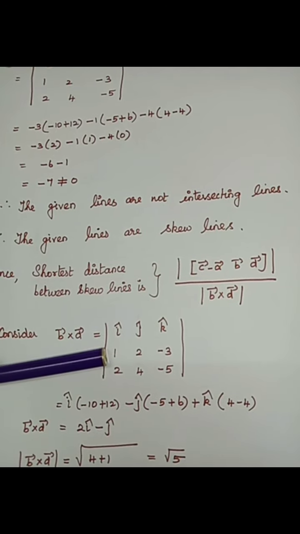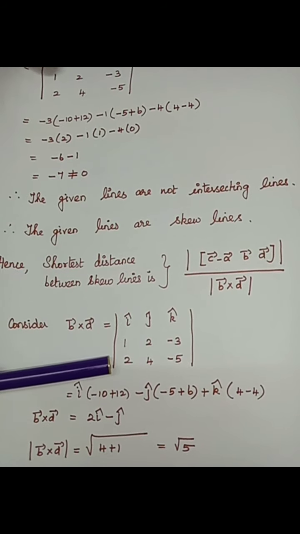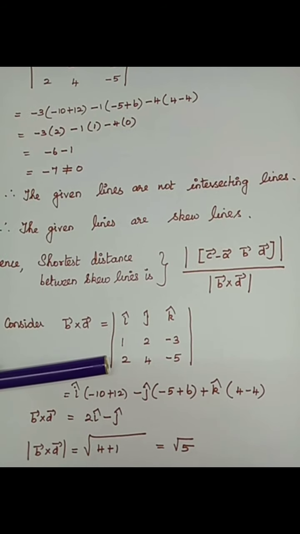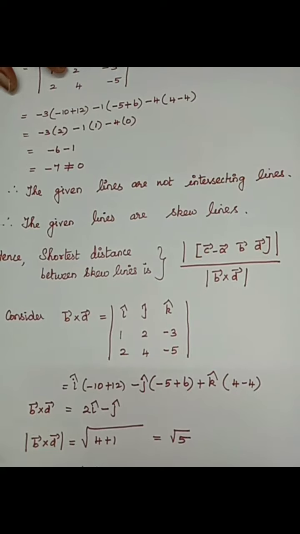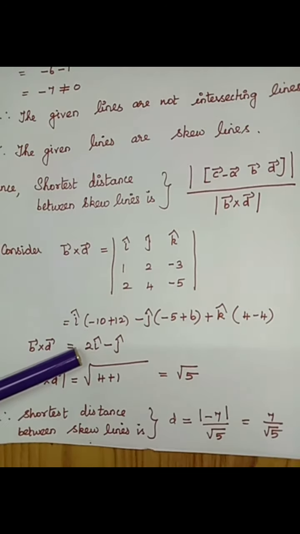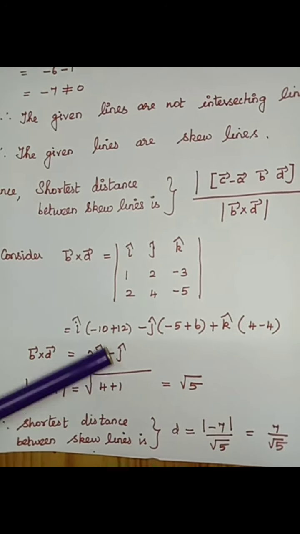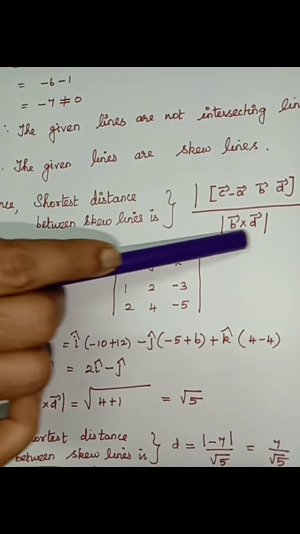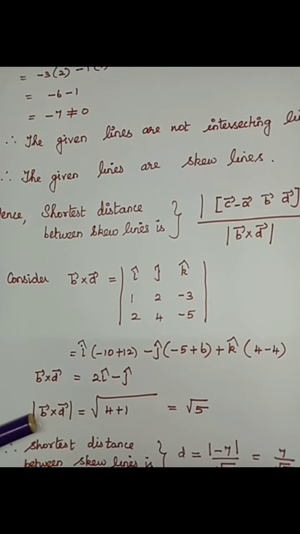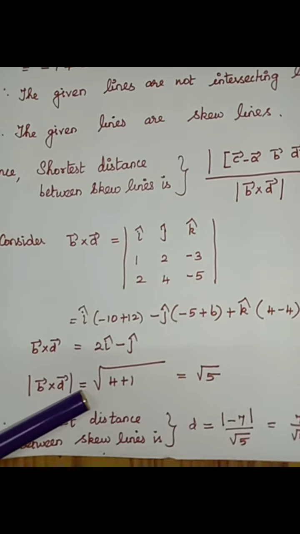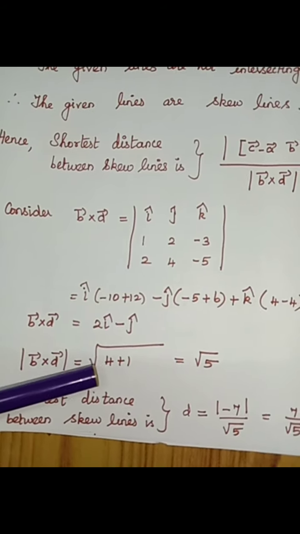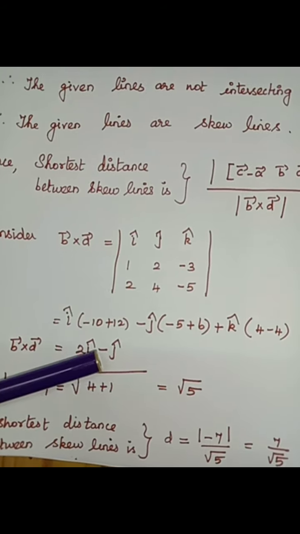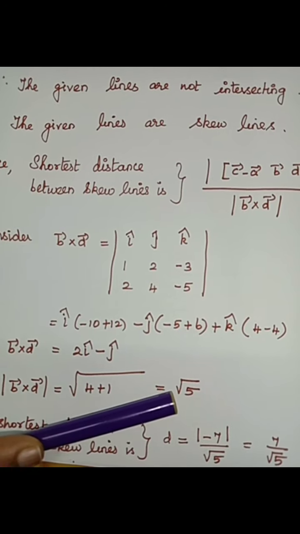In the second row, B components, and in the third row you have to write the components of D vector. While expanding, you will get the answer as 2i cap minus j cap. Here you have to find the modulus. So the modulus of B vector cross D vector is the square root of 2 the whole squared, which is 4, plus minus 1 the whole squared, which is 1, that is equal to root 5.